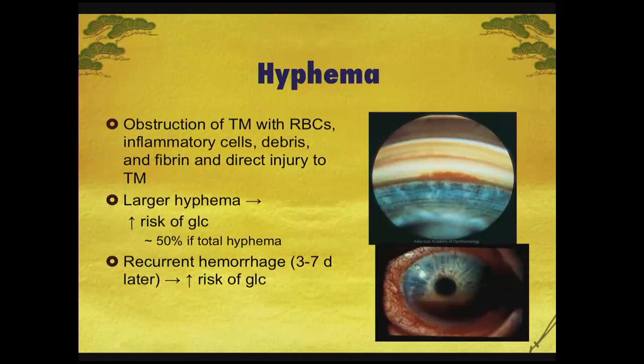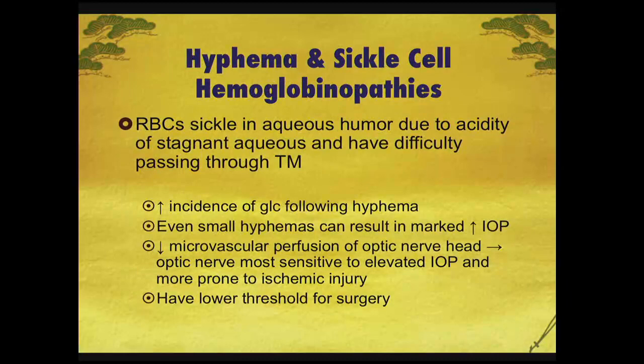Hyphemas frequently happen after trauma, and the red blood cells and other inflammatory debris can block up the trabecular meshwork, causing the high pressure. The larger the hyphema, the greater the risk of increased pressure and eventual glaucoma. The risk of glaucoma is 50% if there's a total hyphema, and the risk of glaucoma is also highest if there's recurrent hemorrhages, and that's because the pressure will spike up.